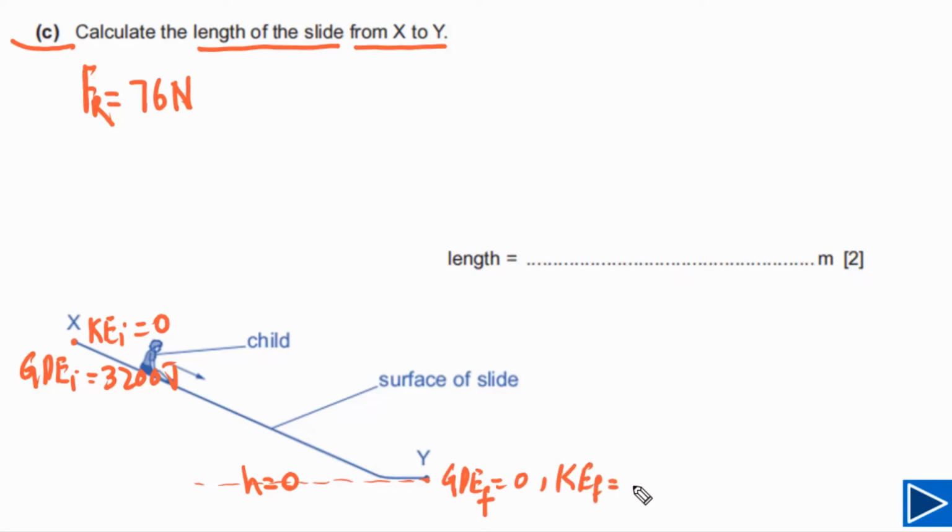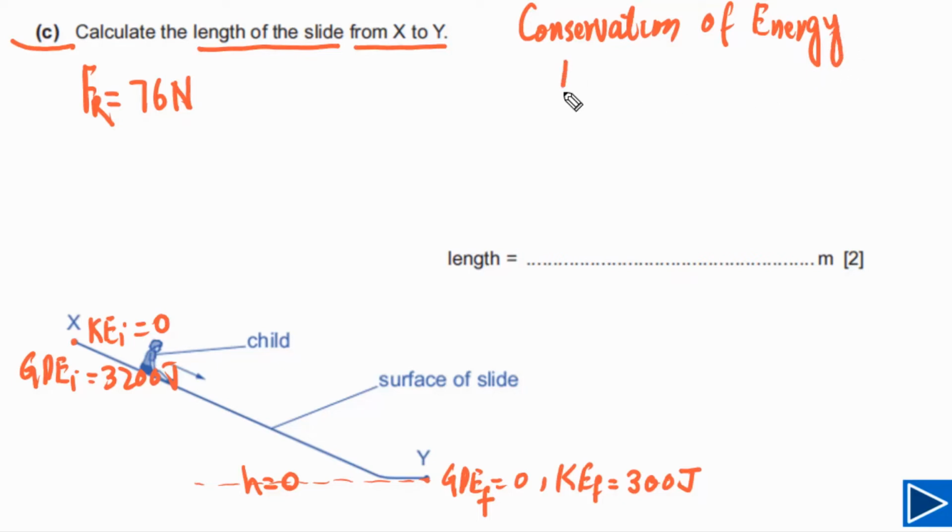We can say this is kinetic energy final, and this is equal to 300 joules. Now simply we need to use conservation of energy to calculate work done by friction. In this case, we cannot use conservation of mechanical energy because there are resistive forces. So we have to use conservation of energy, which means we have to consider work done by resistive forces.